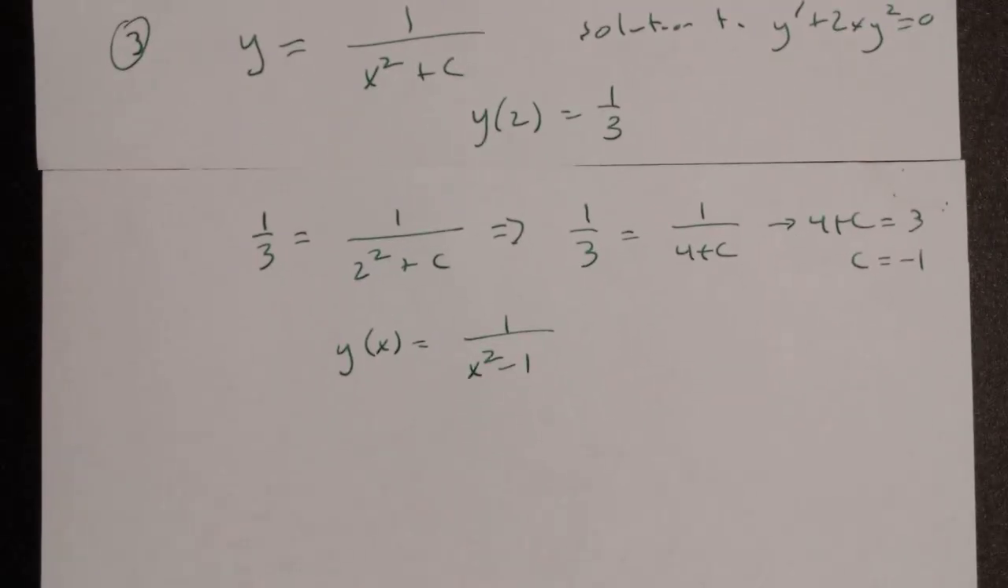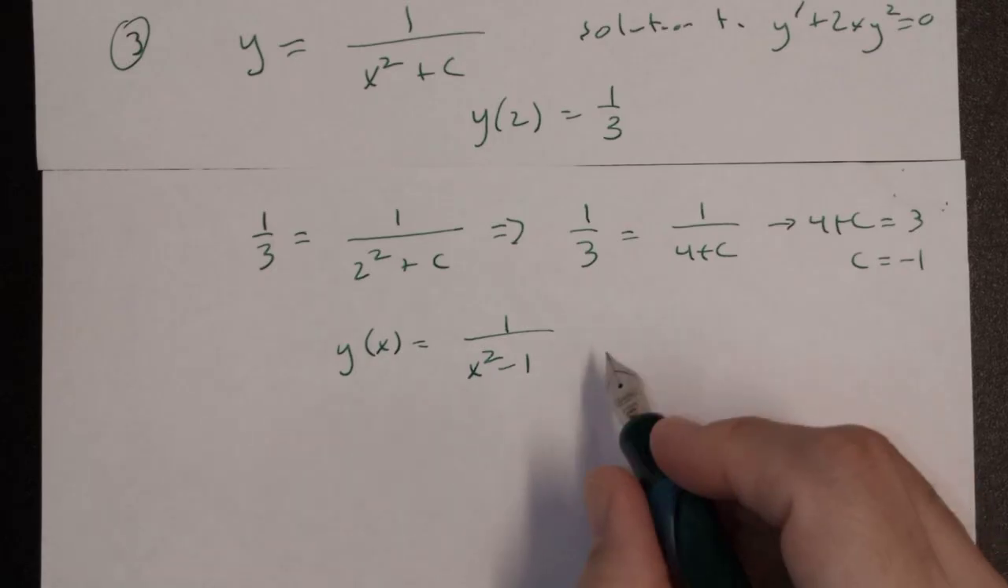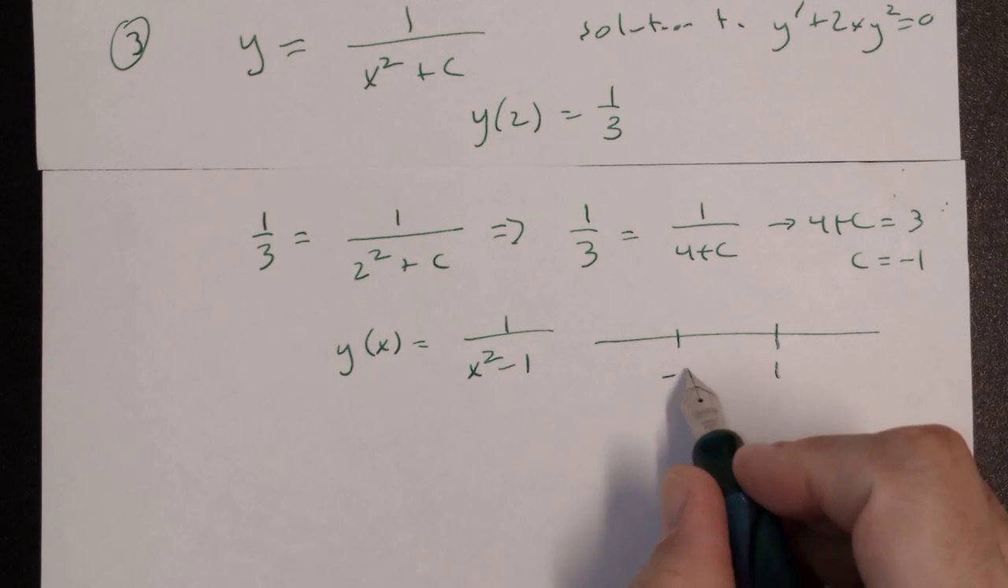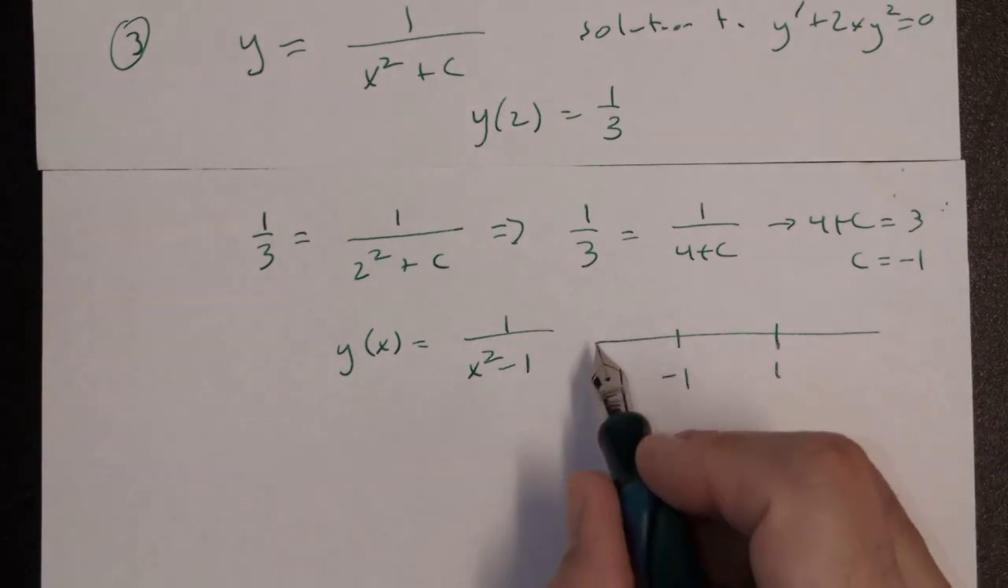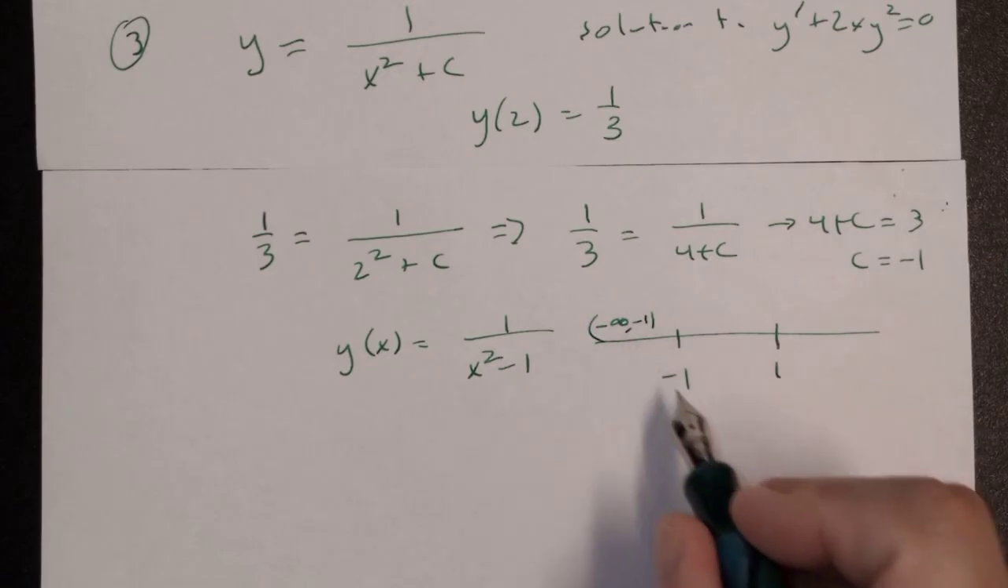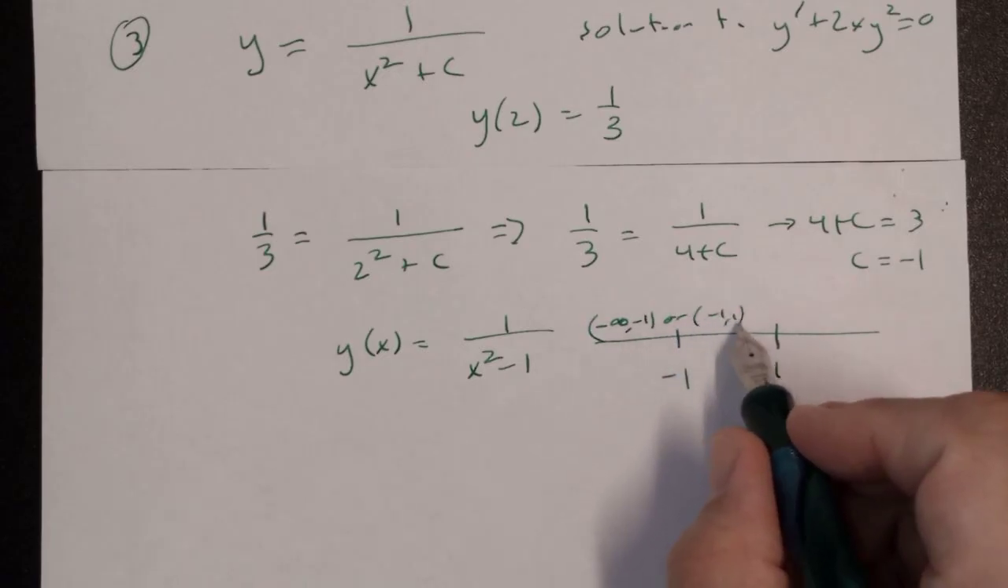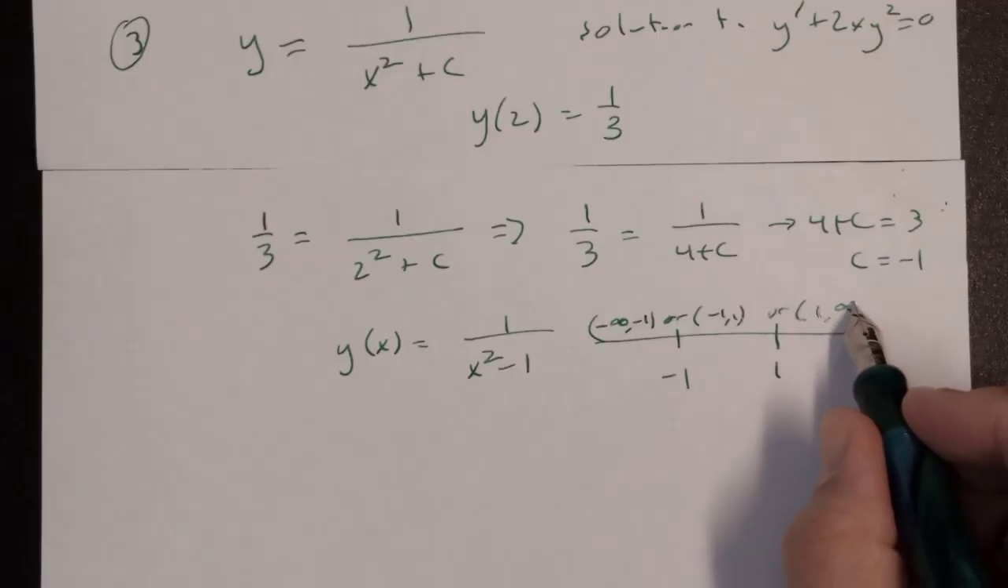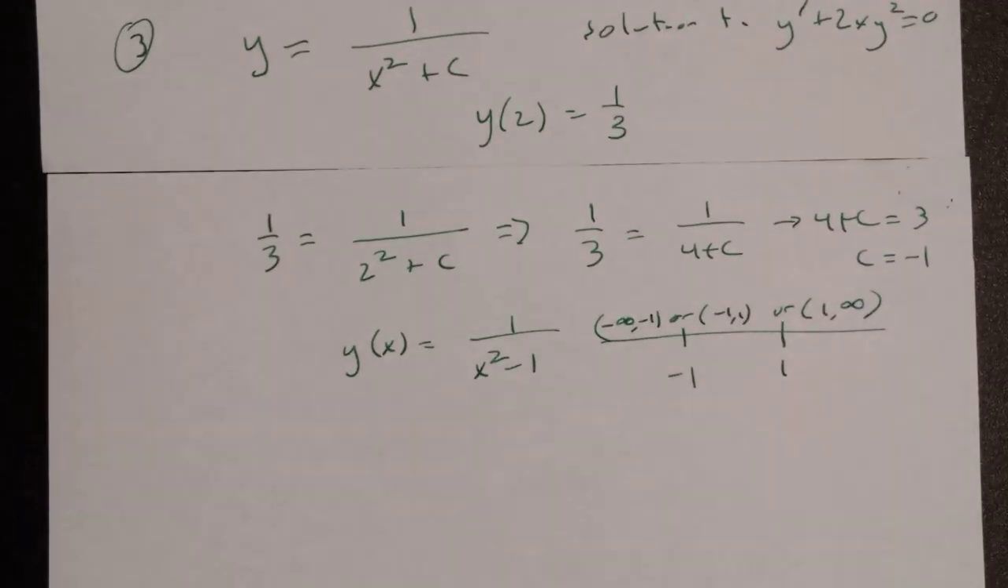With me so far? I'm going to ask you the same question I asked earlier. Where is this function undefined? Right. So I know my interval is either negative infinity to negative 1, or negative 1 to 1, or 1 to infinity. That's the domain of my function. And the place where this is a solution is one of these three.